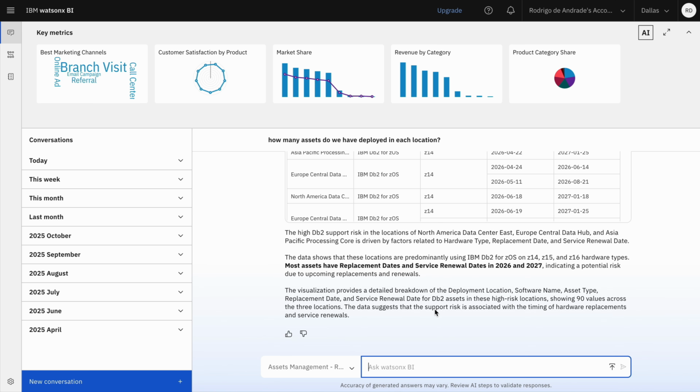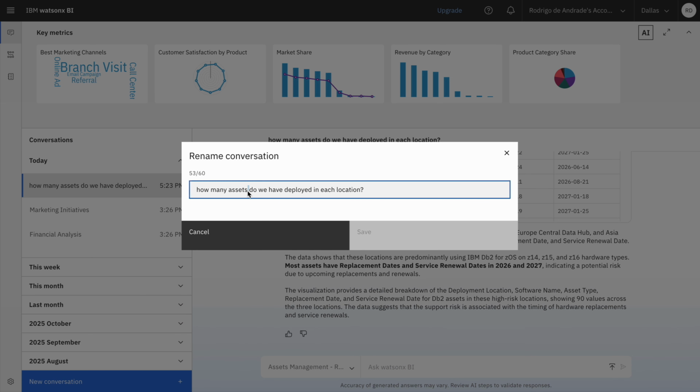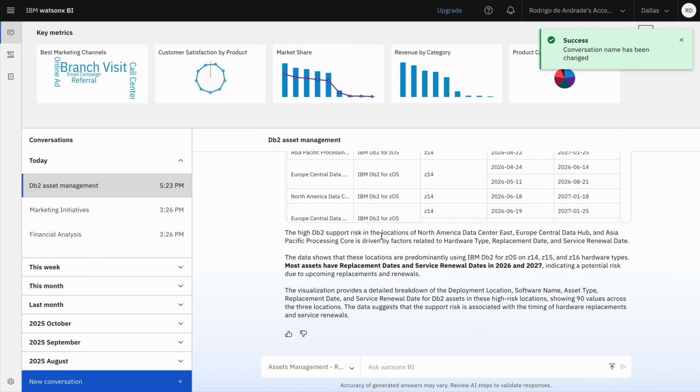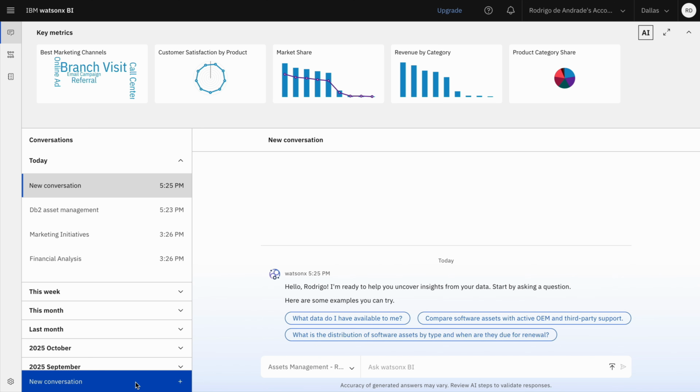So now let's suppose that I'm done with this conversation. I can rename it with some name that means something to me in the future, in case I want to return for some reason. I will call it DB2 Asset Management and I can start an entirely new conversation. Let's suppose this is a new day or a different moment. I just want to start a new conversation for some reason, right?